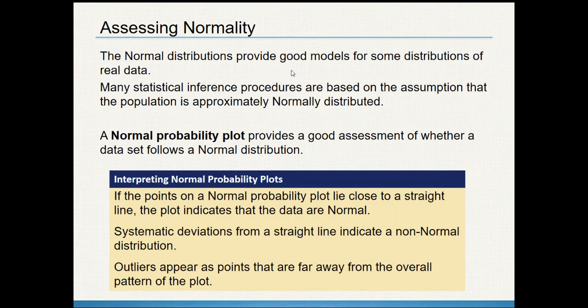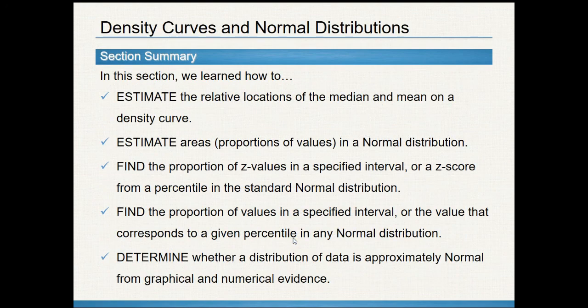Normal distributions provide good models for some distributions of real data. Lots of procedures later on. So we already talked about that. A normal probability plot gives a good assessment of whether the data set follows a normal distribution. If the points on a normal probability plot lie close to a straight line, then the plot indicates that the data are normal. Systematic deviations from a straight line indicate a non-normal distribution. Outliers appear as points that are far away from the overall pattern of the plot. Okay, there were our learning objectives for this lesson.